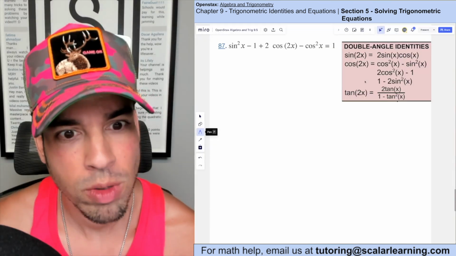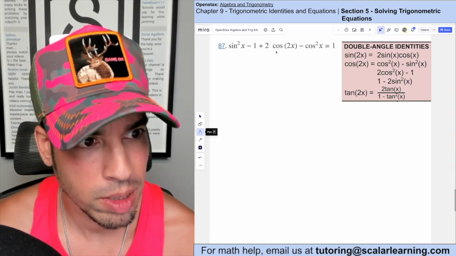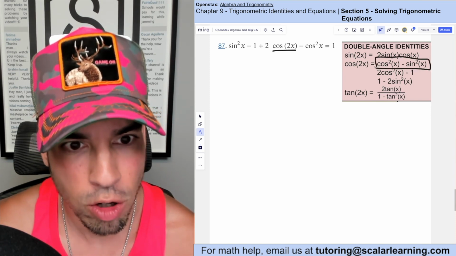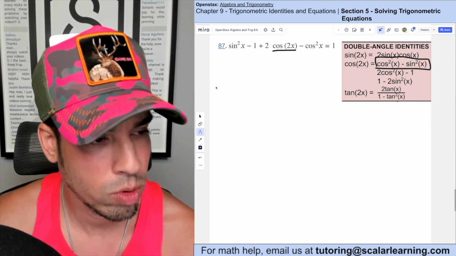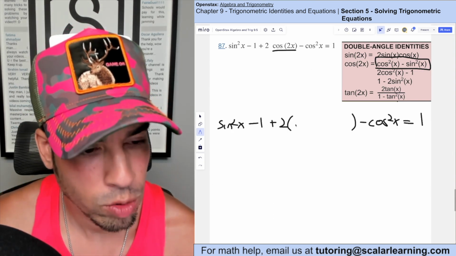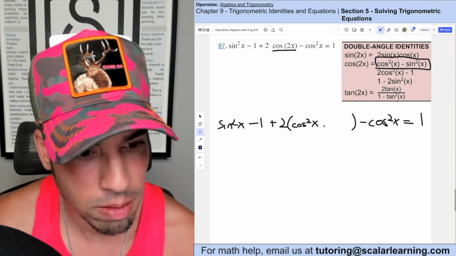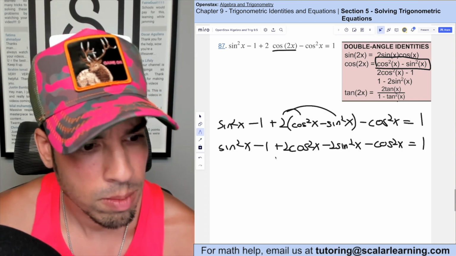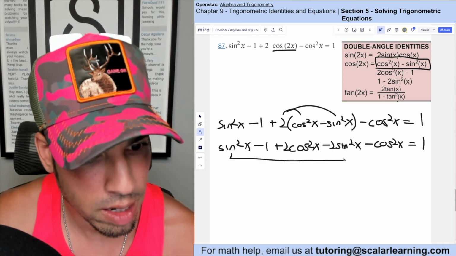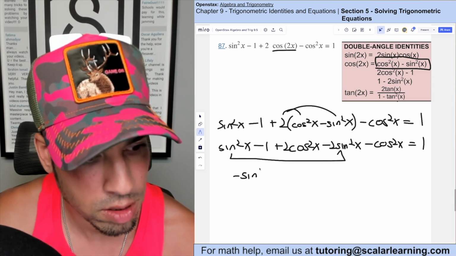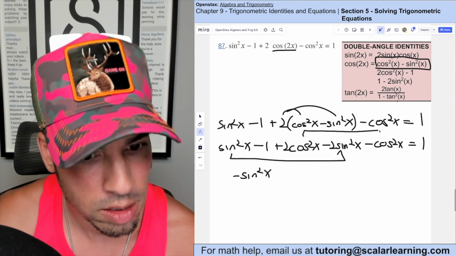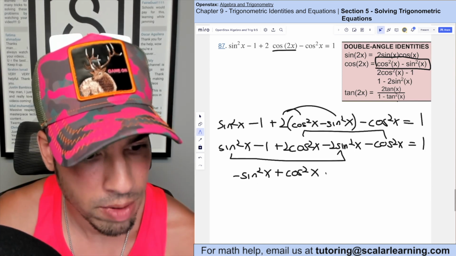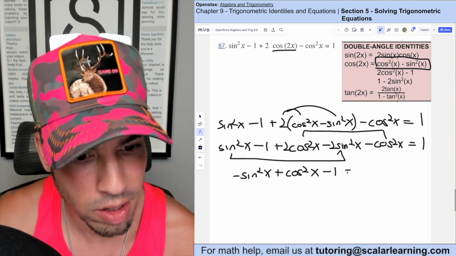Done. So for this one, I'm going to start with the double angle identity because I see cosine of 2x, and I'm going to use this one at the top, where cosine of 2x equals cosine squared x minus sine squared x. So I'm replacing cosine of 2x with cosine squared x minus sine squared x. Now I'm going to distribute, and now I got some like terms that I can combine. These guys combine to give us negative sine squared x, and these guys combine to give us positive cosine squared x. And then we still have a minus 1 over here equal to 1.